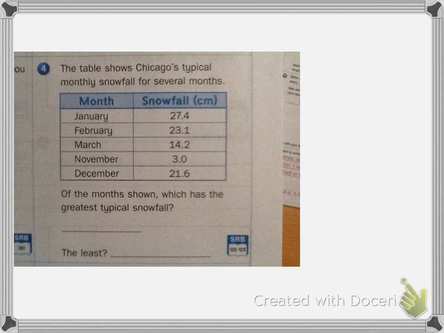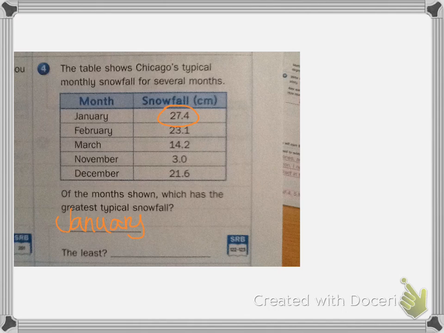Number 4 says the table shows Chicago's typical monthly snowfall for several months. You have January, February, March, November, and December. Of the months shown, which has the greatest typical snowfall? So if you look here, we have 27 and 4/10, 23 and 1/10, 14 and 2/10, 3 and 21 and 6/10. So the greatest snowfall would be this 27 and 4/10, which is January.